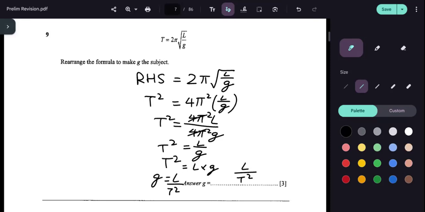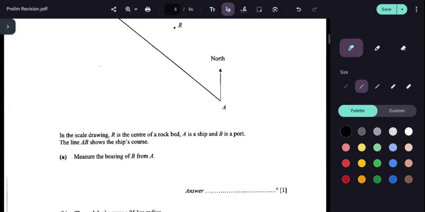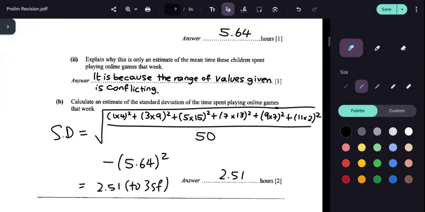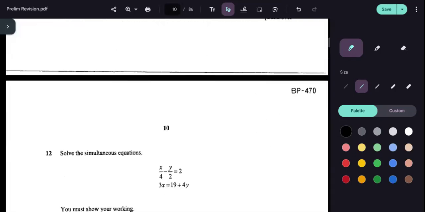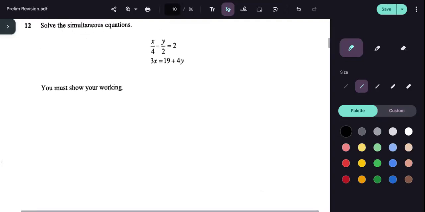Okay. Next. Okay, this one I will do in day 3. This is done in day 1. This one. Okay, this one. Solve the simultaneous equation. Now this is set 2 topic if I'm not wrong. Okay, this one for me.